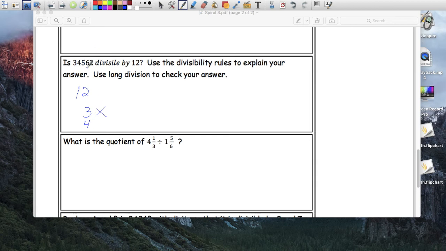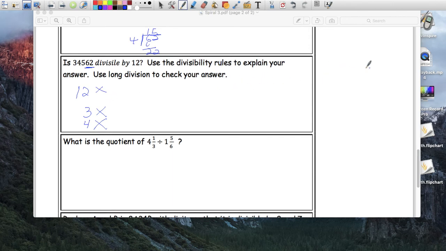Well, we have to check the last two digits, right? 62. Is 62 a multiple of 4, or is it divisible by 4? Well, 4 goes into 6 one time, 2, bring the 2 down, 4 goes into 22 5 times, and we're going to have a remainder, so it definitely doesn't work for 4 either. So if it doesn't work for 3, or just 4, period, it won't work for 12. So it does not divide nicely.